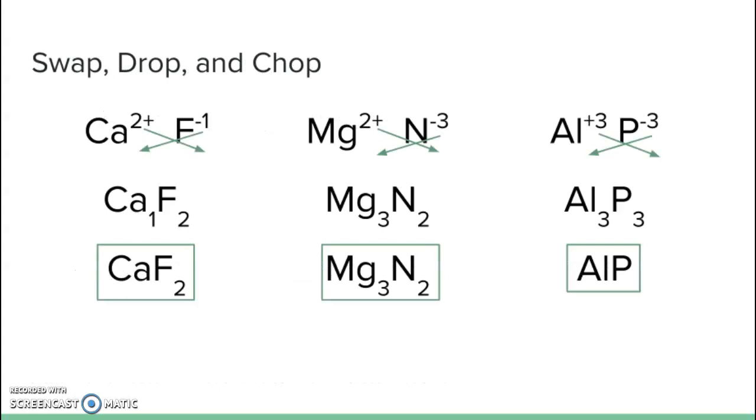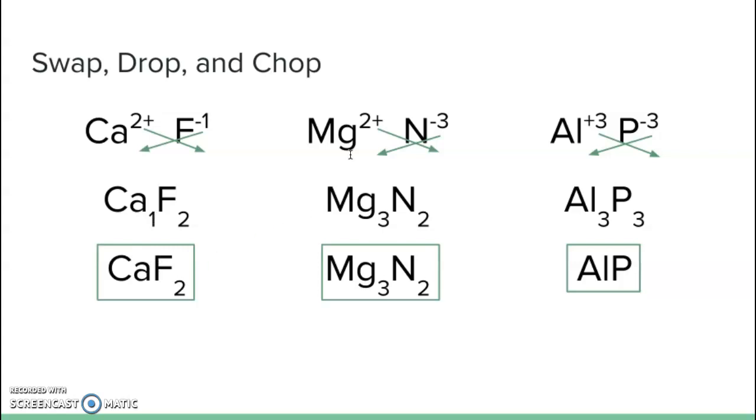So some examples I have here. If I have Ca2+ and F1-, I swap my charges at the same time I'm dropping my charges down to their subscripts. So I would have Ca1 F2, and then chopping means I simplify. We said that if I have a subscript 1, I don't need it. So I'm going to have CaF2.